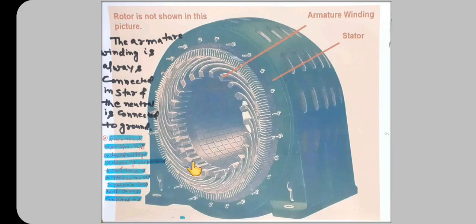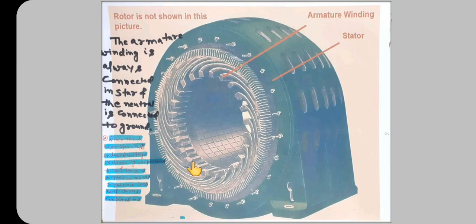Now the stampings also have openings which make axial and radial ventilation ducts to provide efficient cooling for the stator. So this is all about the stator construction of an alternator.